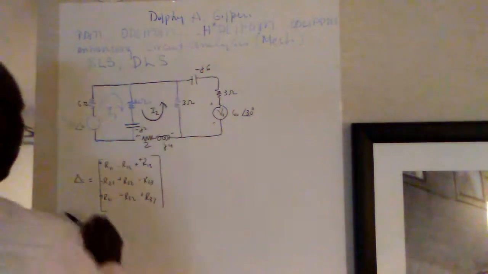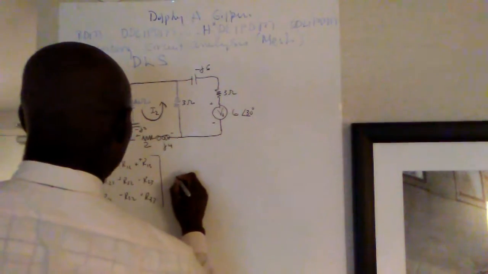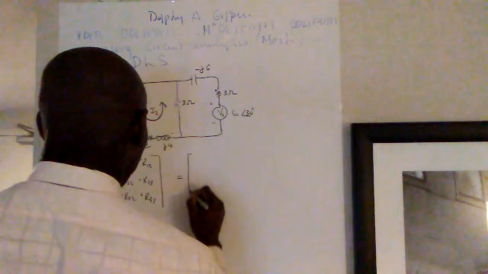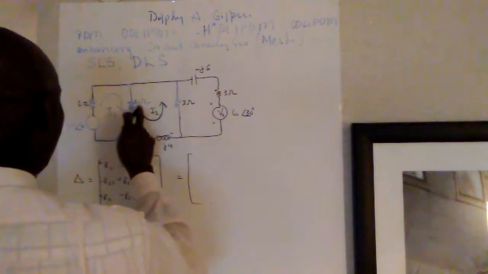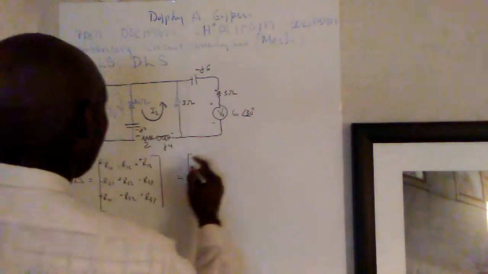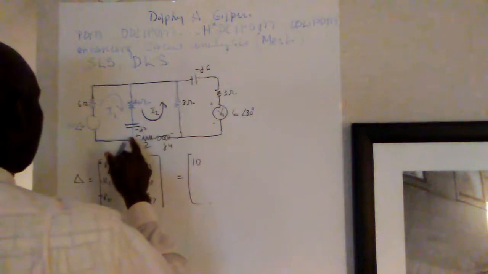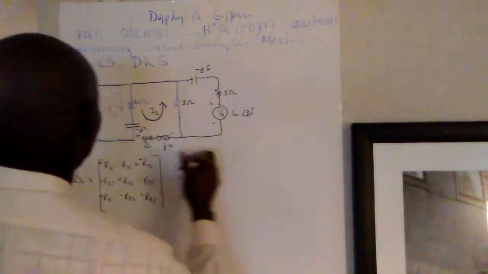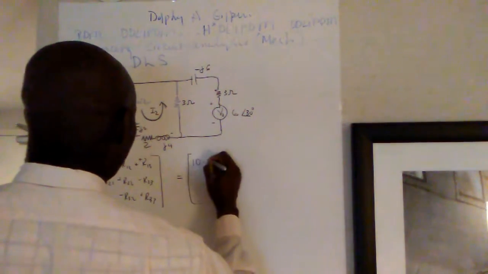And you have to write right now that delta is equal to this. And if we put in the values by inspection here, we see that R11 would be equal to 6 and 4, 10. So that will be 10 minus J2. 10 minus J2.